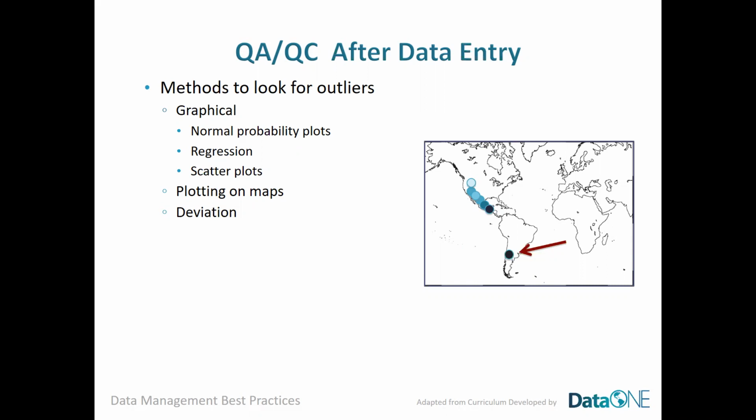Another method for identifying outliers is to use statistics. You can look at the deviation of a value, which is the difference between the observed value and the mean of that variable. By subtracting values from the mean of a data set, the presence of outliers or faulty data points can become more apparent.